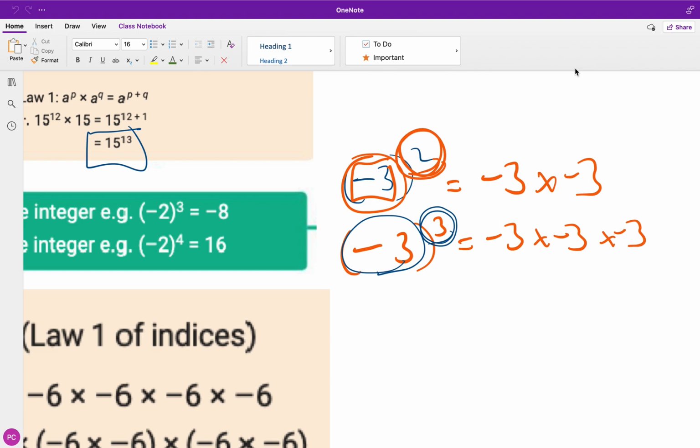So if I multiply them out there, minus 3 multiplied by minus 3 gives us what? Well, we'll forget about the minuses for a second. 3 by 3 gives me 9.